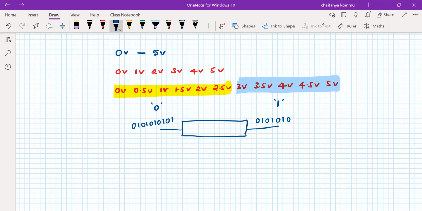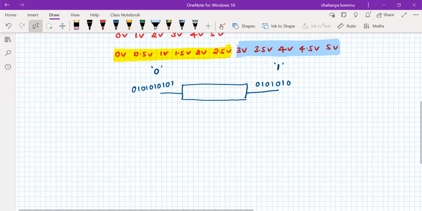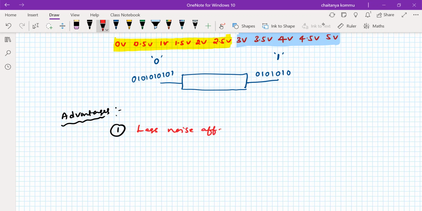Okay. Now, because of this logical method of representing the data or information, we find some advantages. So what are those advantages? Number one: less effect from noise. The digital systems are less affected by noise. Noise cannot affect the digital system much.